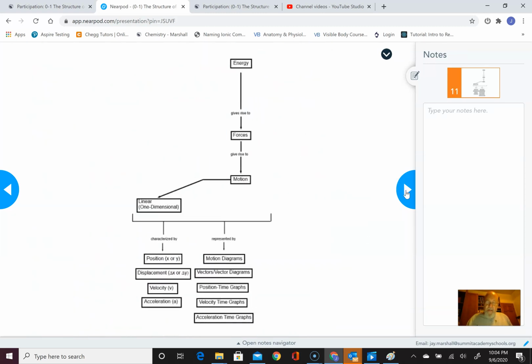And so I want you to add these things to your diagram, okay? We've just talked about forces. Oh, no, we haven't talked about forces yet. We've just talked about position, displacement, velocity, and acceleration. We now are adding motion diagrams, vectors and vector diagrams, position time graphs, velocity time graphs, and acceleration time graphs to our diagram here. Okay, so add that, and I'm going to go ahead and move on. You can stop the video while you're adding that to your diagram.